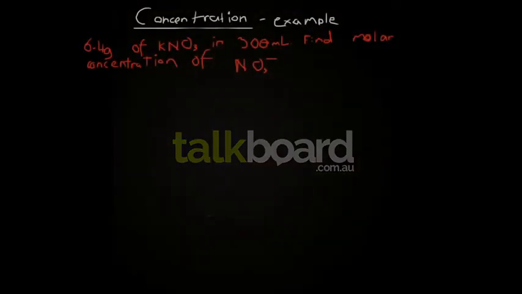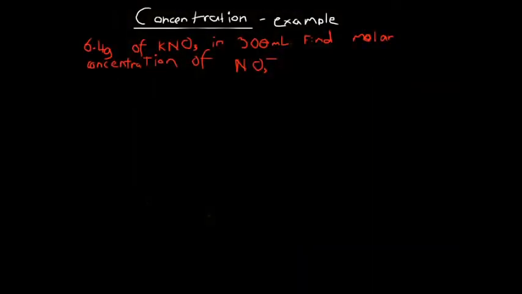Alright, so here we've got an example of ways you could handle concentration calculations. We're told that 6.4 grams of potassium nitrate is dissolved in 300 milliliters of water, and we're asked to find the molar concentration of nitrate ions in this 300 ml of solution.